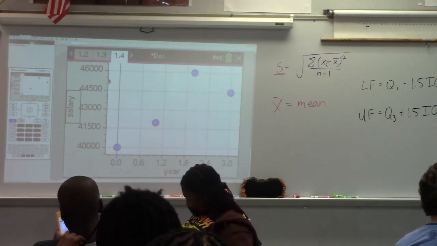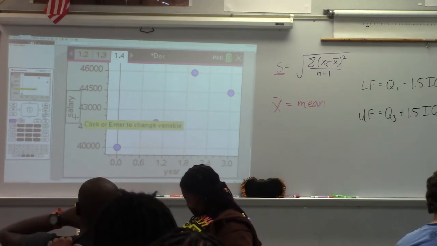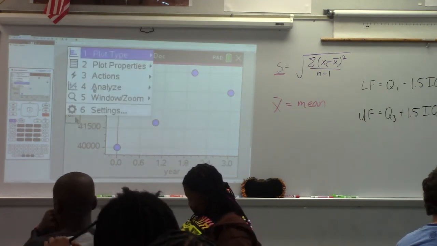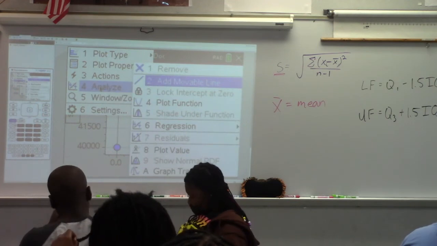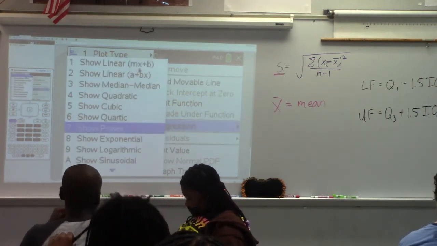Now what do we do from here? Regression line. Okay, I need a least squares regression line. Where am I going to go for that least squares? Menu, analyze, regression, and show linear.